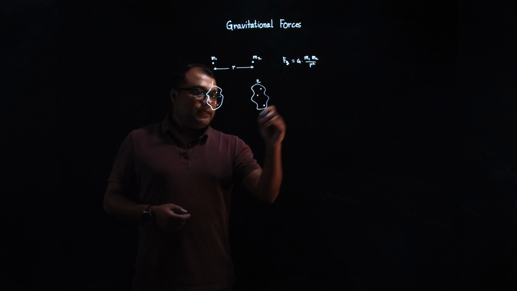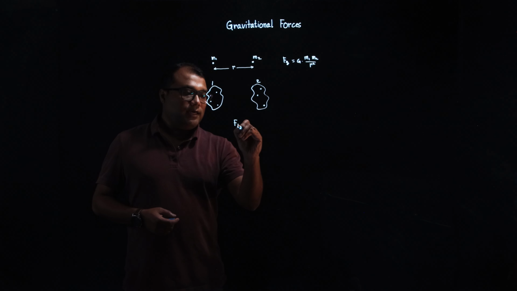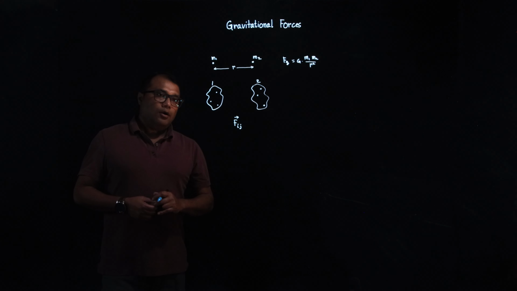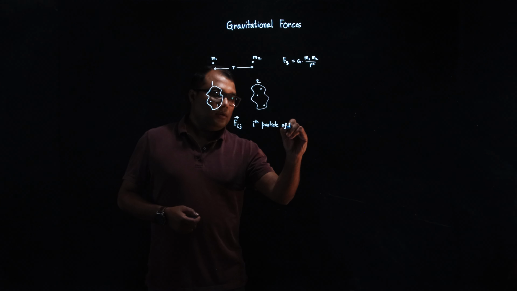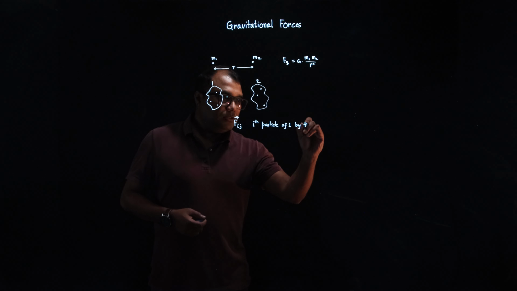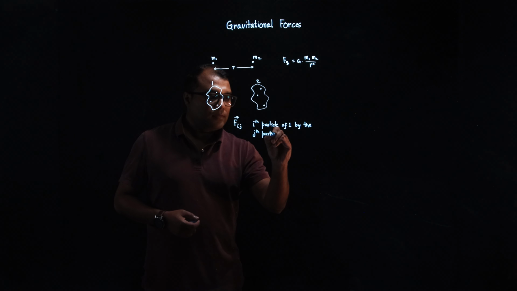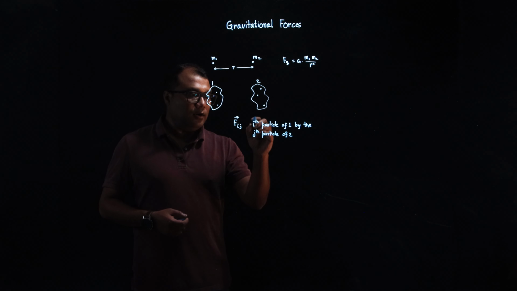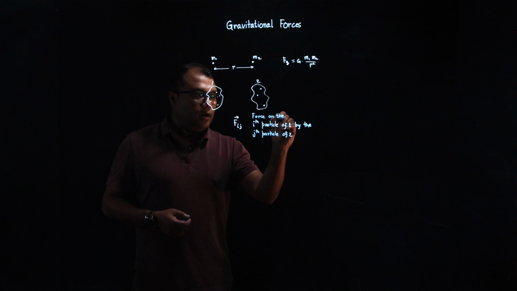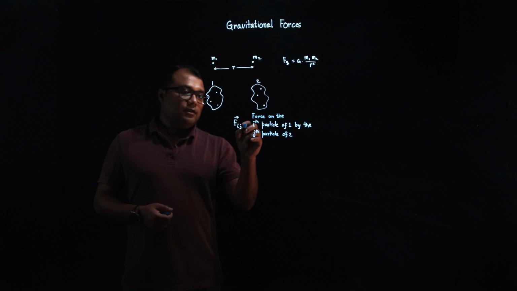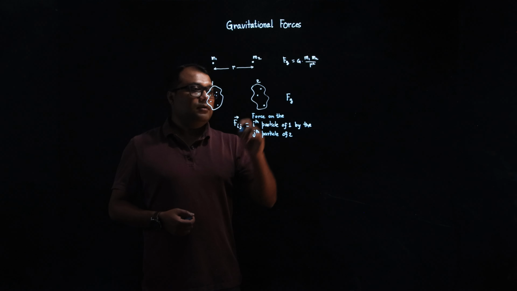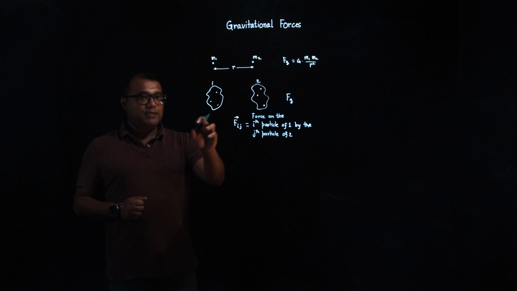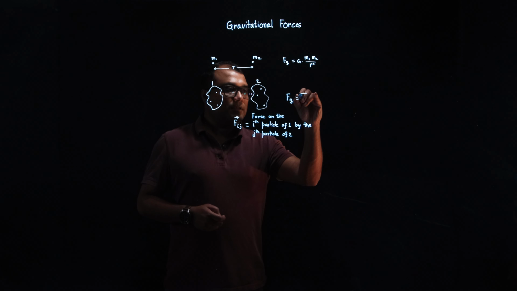Now, if I represent F_ij as the force of gravity on the ith particle of 1 by the jth particle of 2, then the total force of gravity between 1 and 2, or the total force of gravity experienced by 1 because of 2, is the summation of all F_ij.